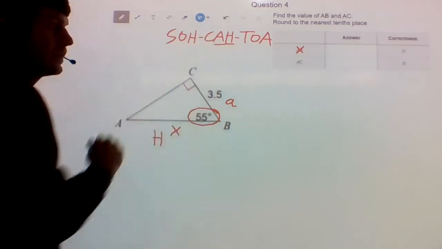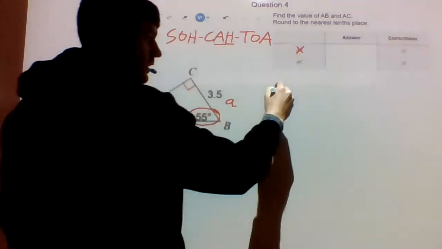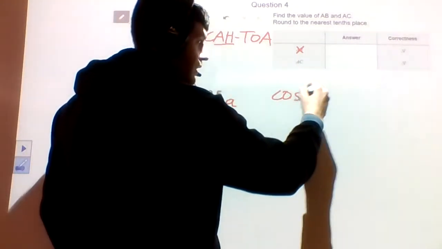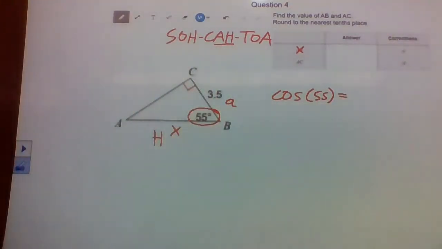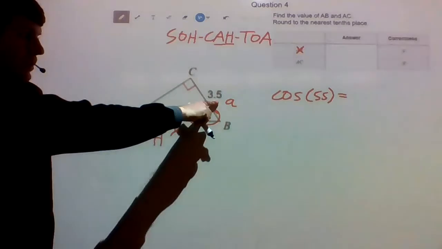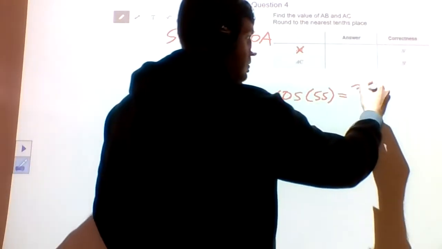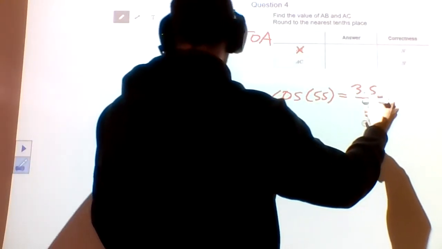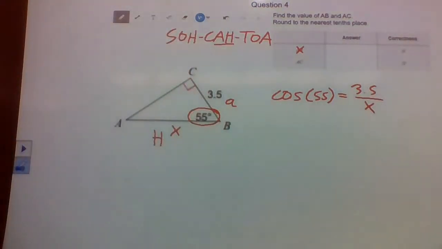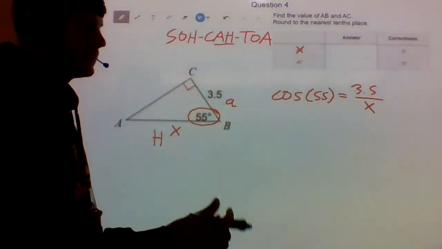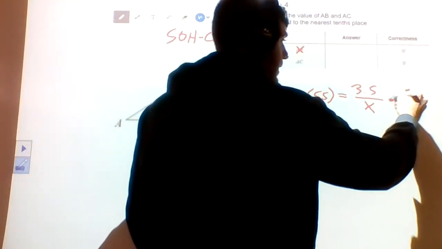That's going to be cosine. So cosine of 55. Input the angle. Output is the ratio. So input into the cosine function is the angle. Output's the ratio. Adjacent over hypotenuse. That's 3.5 over x. Okay, we're trying to get x by itself now, so we got to get it out of the denominator. So we multiply x on both sides.